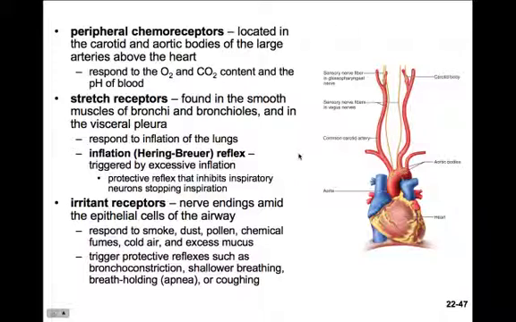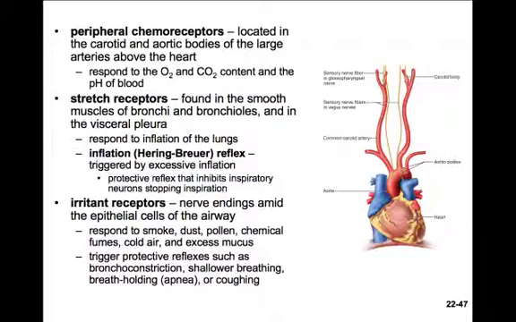We know of peripheral chemoreceptors located in the carotid and aortic bodies of the large arteries above the heart. They respond to O2 levels, CO2 levels, and pH in the blood. There are also stretch receptors that are found in the smooth muscles of the bronchi and bronchioles. They respond to inflation of the lungs. The Hering-Breuer reflex is triggered by excessive inflation. It's a protective reflex that inhibits the inspiratory neurons to stop inspiration when the lungs are stretched too far.